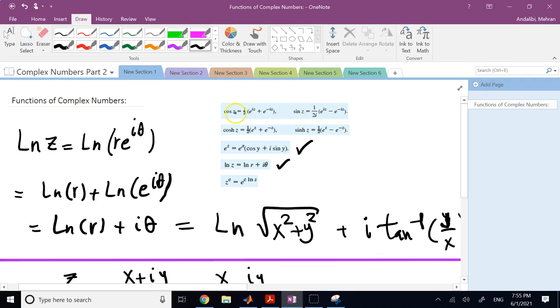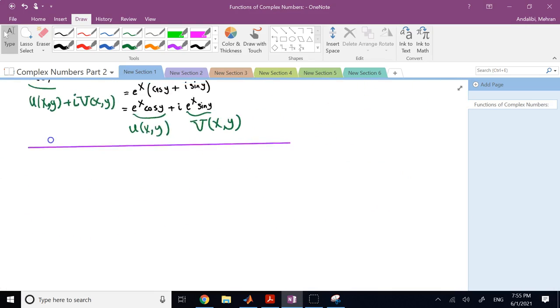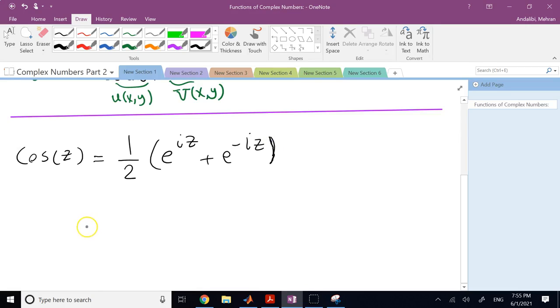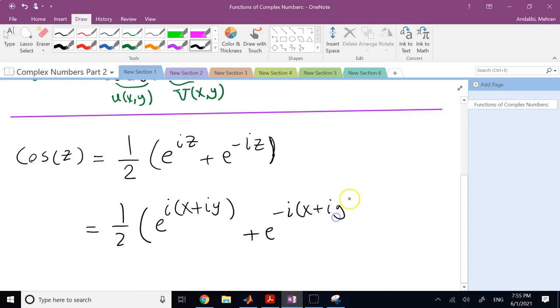And let me just focus on one of them. Let's say, for example, cosine of z. So what is cosine of z? Well, based on that definition that you have over there, cosine of z is 1 over 2 exponential of iz plus exponential of negative iz. Okay, fine. Now if I replace z with x plus iy, this is going to be e to the i times x plus iy, and this is going to be e to the negative i times x plus iy.